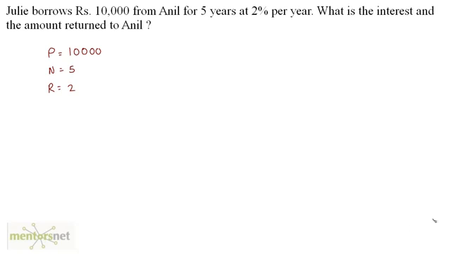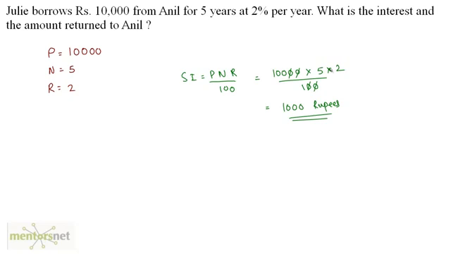Okay. Now let's calculate the simple interest. Simple interest is equal to P times N times R upon 100. Right. So P is 10,000, N is 5, R is 2 upon 100. These two zeros get cancelled out. What we have is 500 times 2, and that's 1,000 rupees. So this is the simple interest. So we have found out what is the interest.